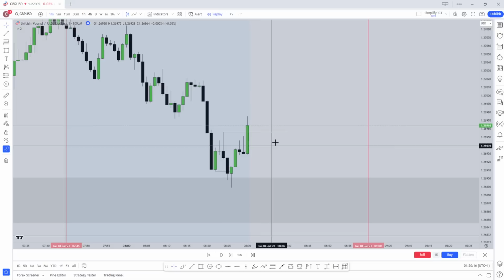Okay, price closed above, that's the displacement, it engulfed. So now where's the extreme FVG in this leg? Where's the extreme FVG in this leg as price broke structure? That's the question you got to ask.